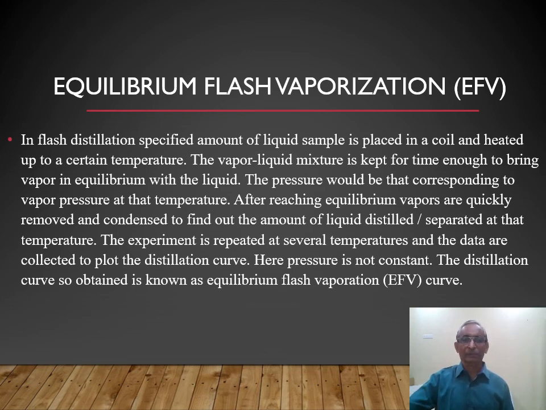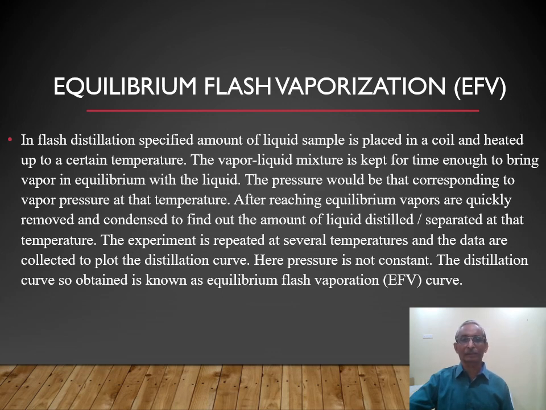The experiment is repeated at several temperatures and the data are collected to plot the distillation curve. Here pressure is not constant. The distillation curve so obtained is known as the equilibrium flash vaporization curve. Some of the points are very important. We require the temperature and volume collected.